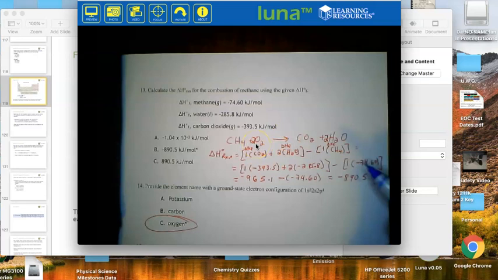Number 15, due to periodicity, which element would you expect to behave most like sodium? If you look at where sodium is located on the periodic table, sodium is found in group 1. Then look at your answer choices: calcium, aluminum, and potassium. So calcium is right here, aluminum's over there, and potassium is right below sodium.